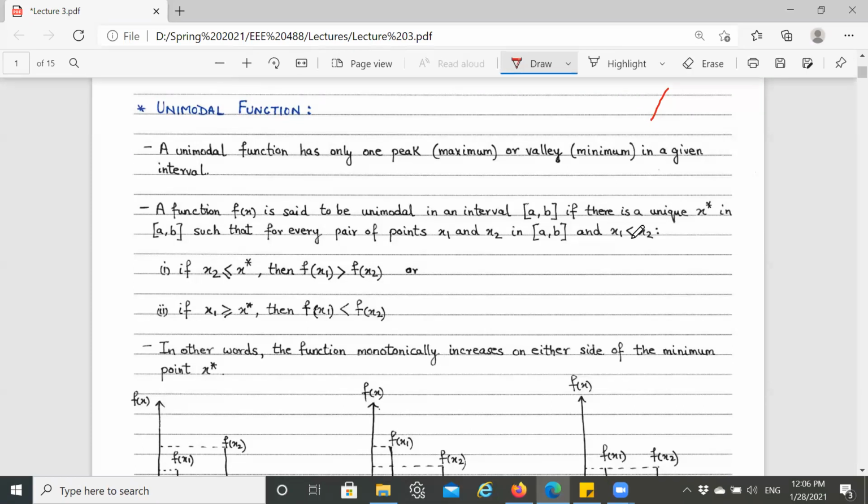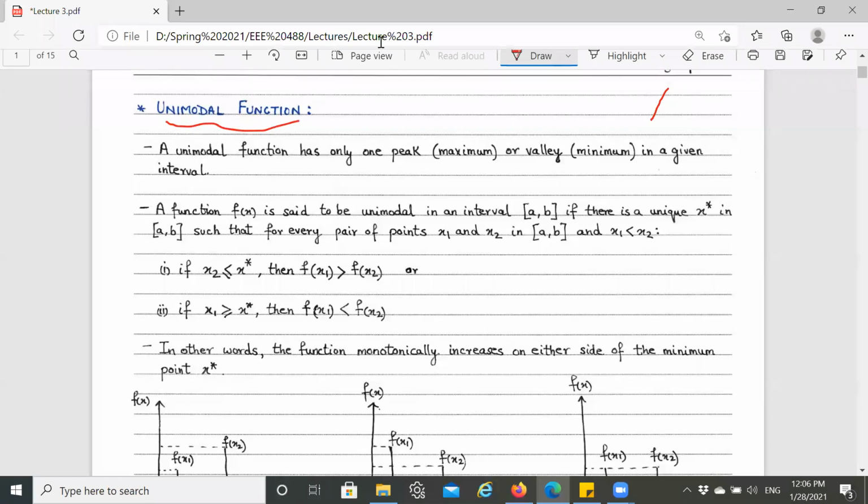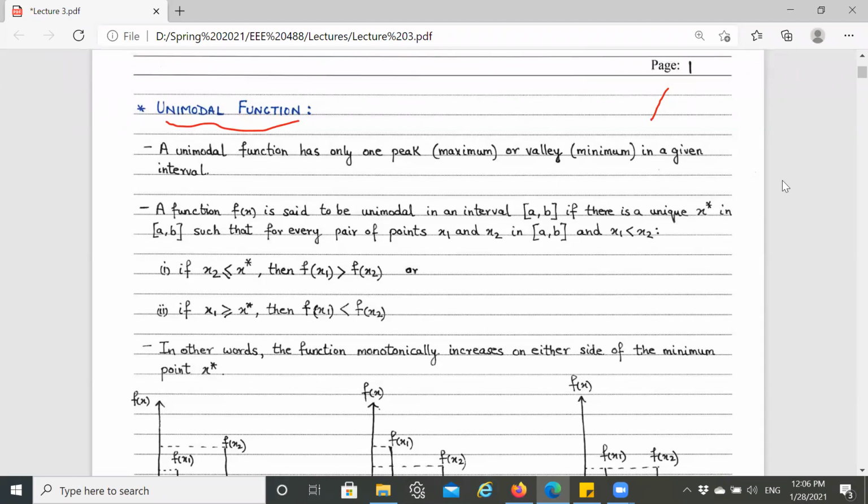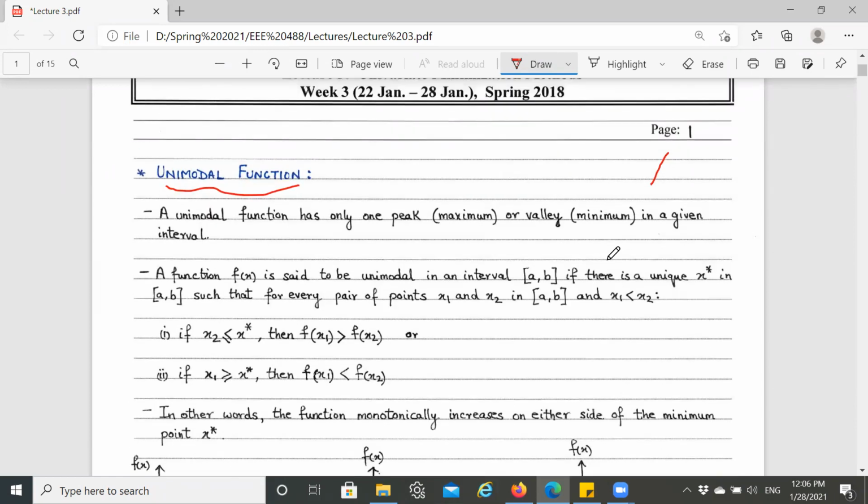Okay. Now let's get back to what we have seen. So we were talking about unimodal functions. Sultan, can you explain to me what is unimodality? Unimodality is a certain range where we have only one minimum, and it is either increasing or decreasing.